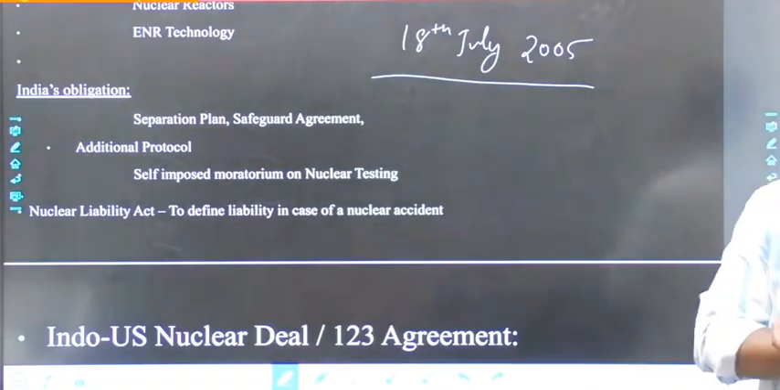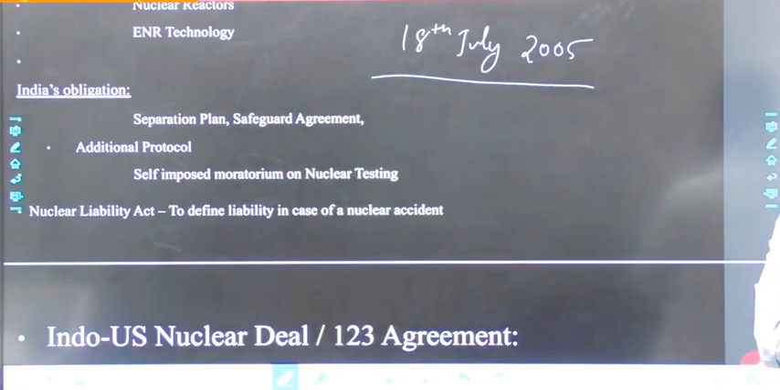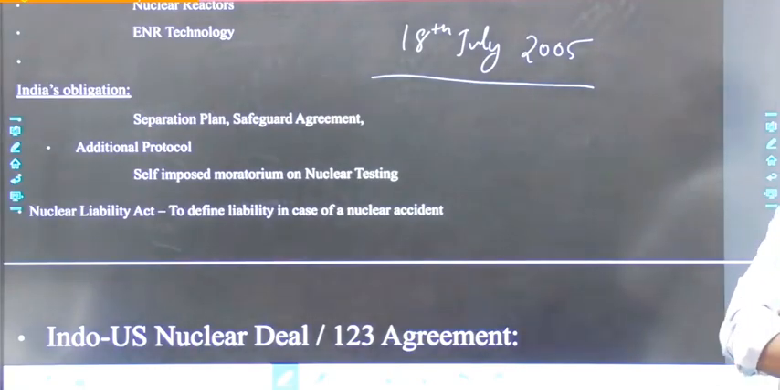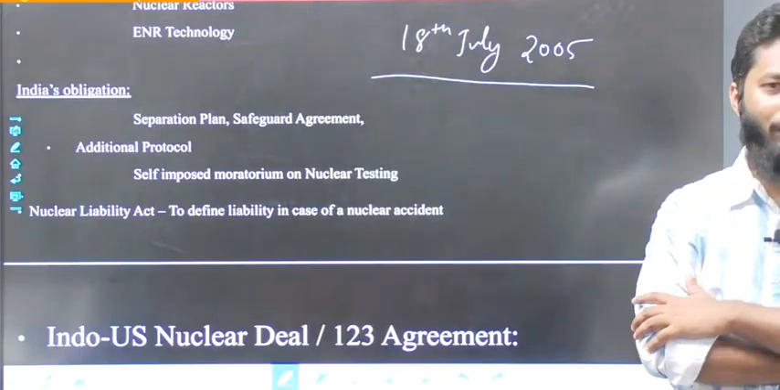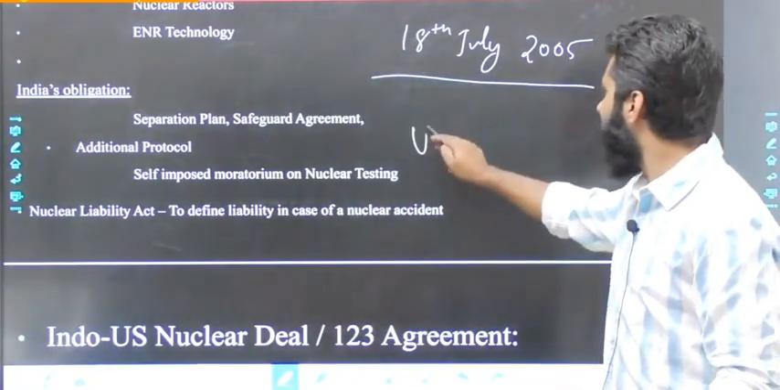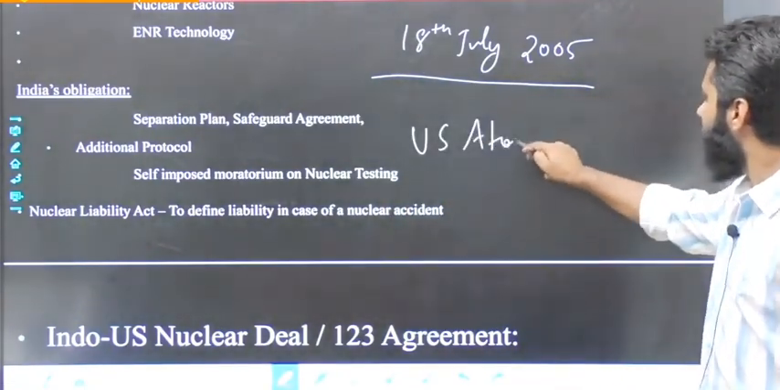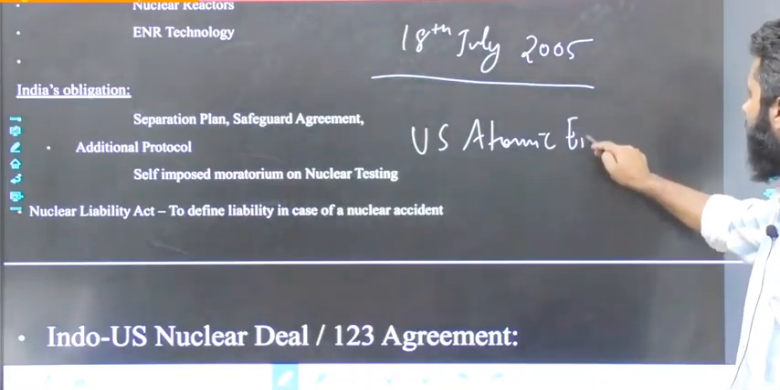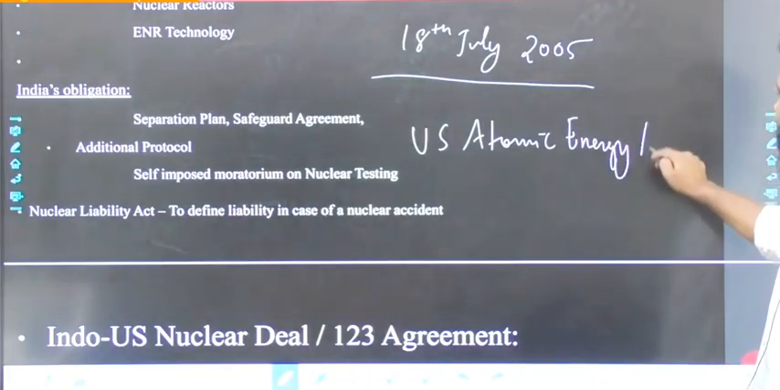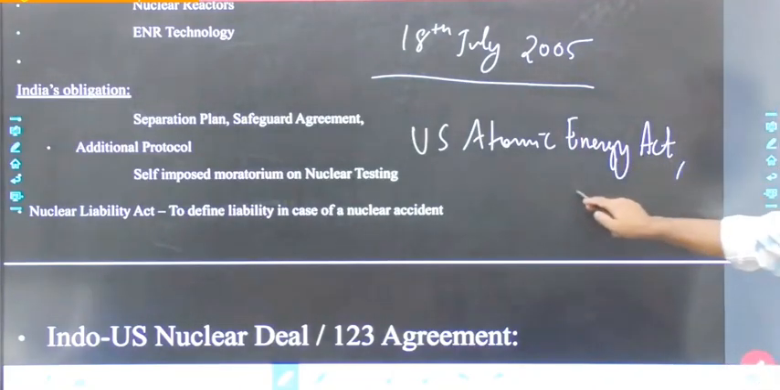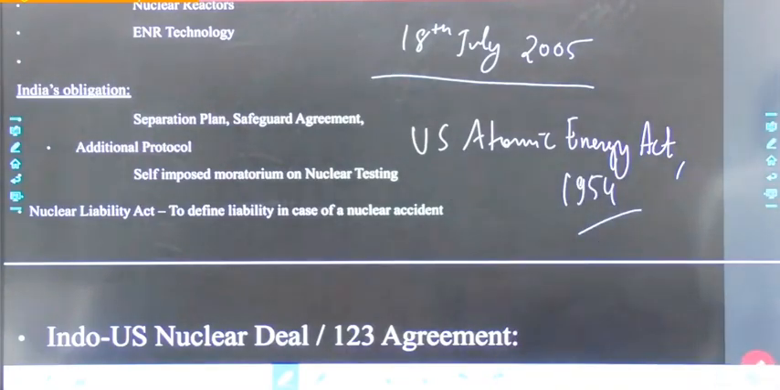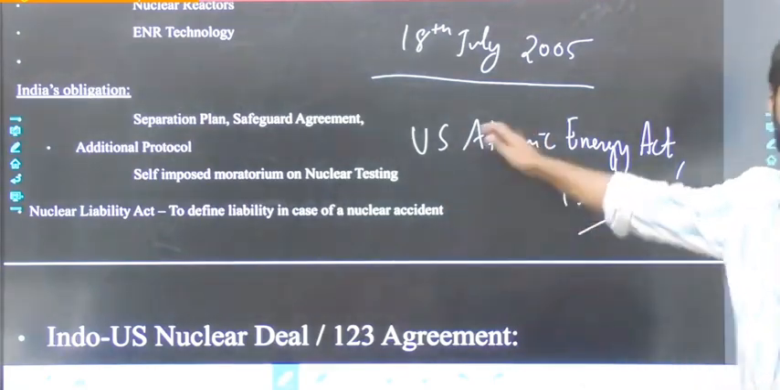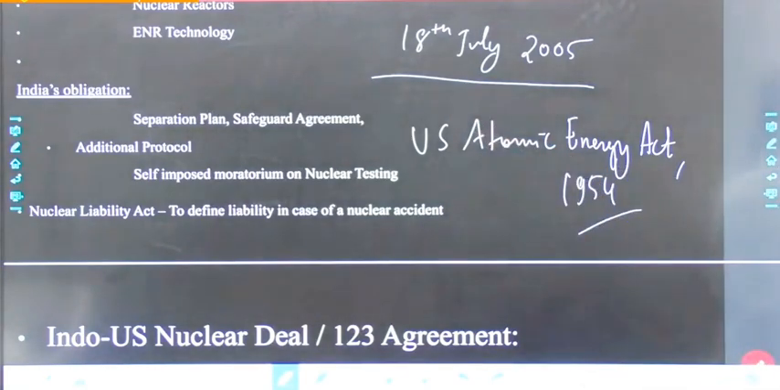Now the US will share nuclear technology with India. That means we have to sign the NPT, because there is a domestic law in the United States, the US Atomic Energy Act, 1954. There is a domestic law in the United States, the US Atomic Energy Act 1954.